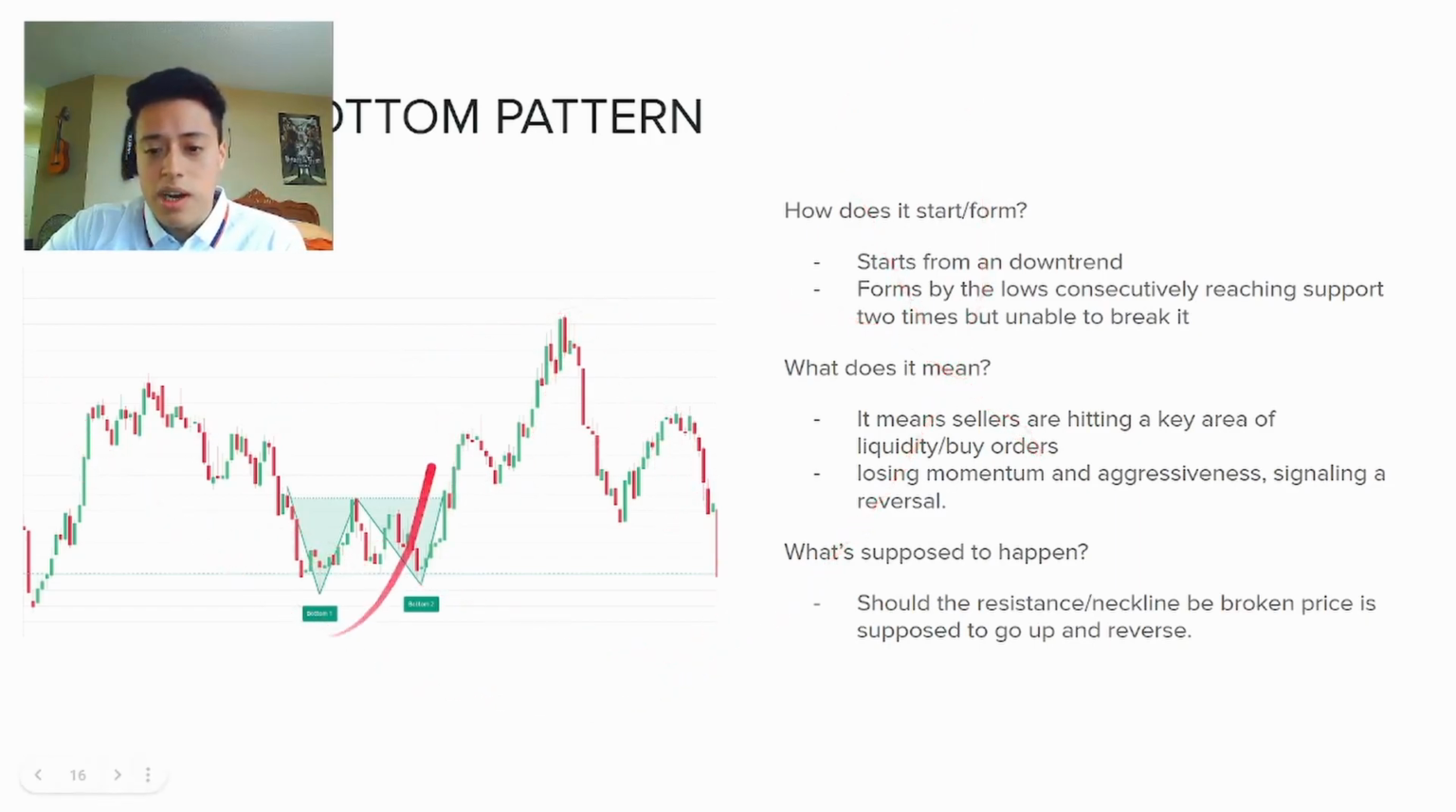But anyways, it starts from a downtrend and it forms by the lows consecutively reaching support two times but unable to break it. It means sellers are hitting a key area of liquidity in buy orders and they're losing momentum and aggressiveness, signaling a reversal. Basically, should the resistance line be broken, that's where price is gonna go up. So here it breaks, retest all the way up.